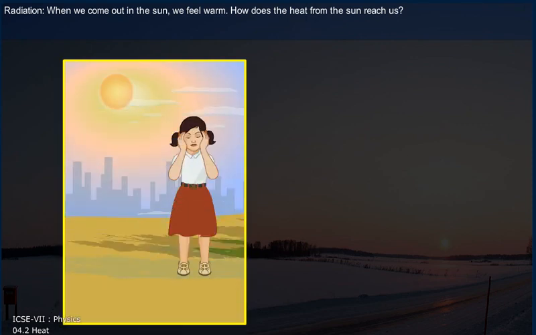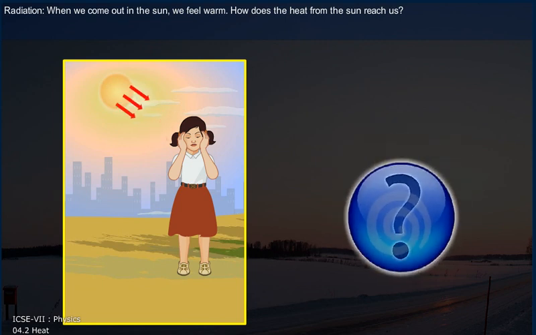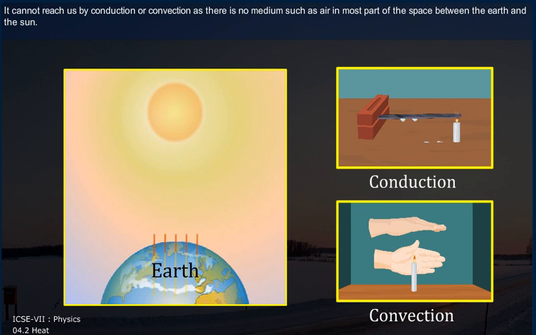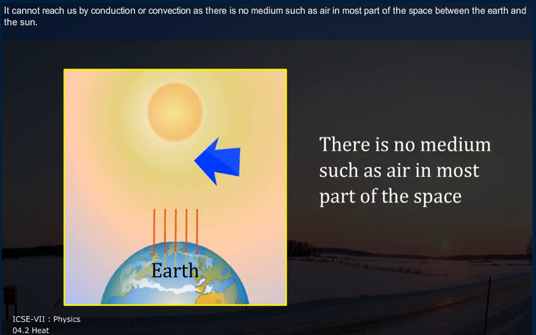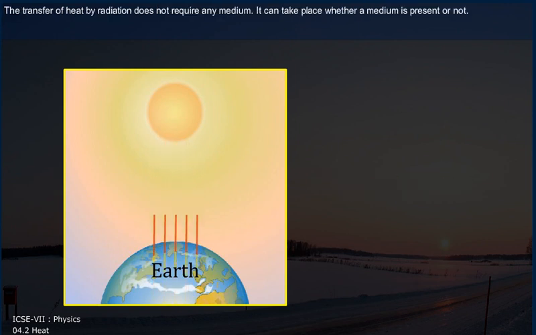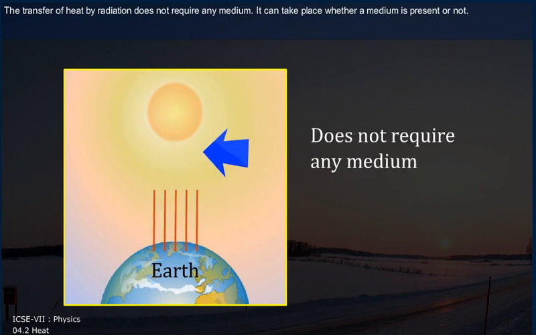Radiation. When we come out in the sun, we feel warm. How does the heat from the sun reach us? It cannot reach us by conduction or convection, as there is no medium such as air in most part of the space between the earth and the sun. From the sun, the heat comes to us by another process known as radiation. The transfer of heat by radiation does not require any medium. It can take place whether a medium is present or not.